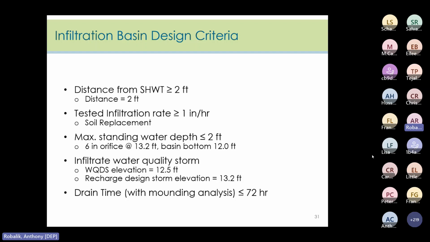So why is the orifice at 13.2 feet if the water quality design storm elevation only goes up to 12.5? The answer is probably they are infiltrating the difference in the 2-year storm for recharge reasons. So that's probably a higher volume than the water quality design storm. And in that case, you can infiltrate a little higher than the water quality design storm, just what you need to meet the recharge standard. And of course, the drain time, as we just mentioned, is less than 72 hours, but we'll check that more thoroughly with the mounding analysis.